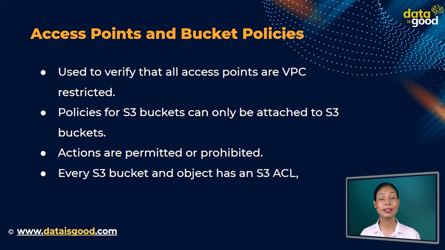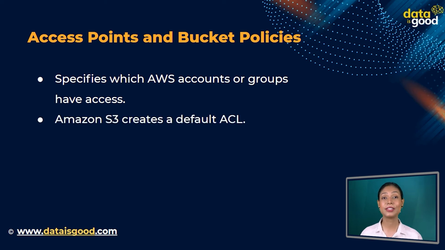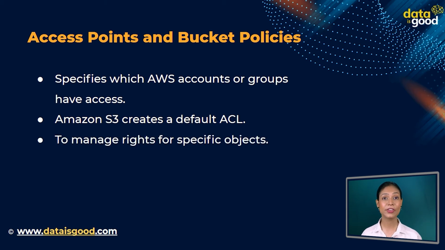Every S3 bucket and object has an S3 ACL, which is a sub-resource. It specifies which AWS accounts or groups have access and what kind of access they have. Amazon S3 creates a default ACL when we create a bucket or an object, giving the resource owner complete access over the resource. To manage rights for specific objects within a bucket, we can attach S3 ACLs to them.